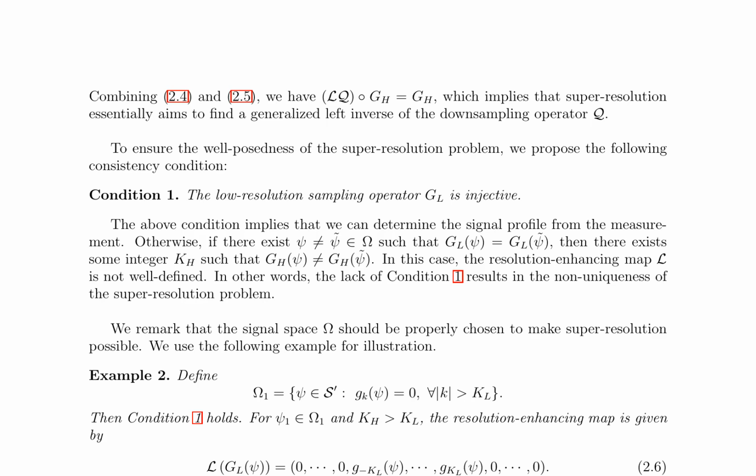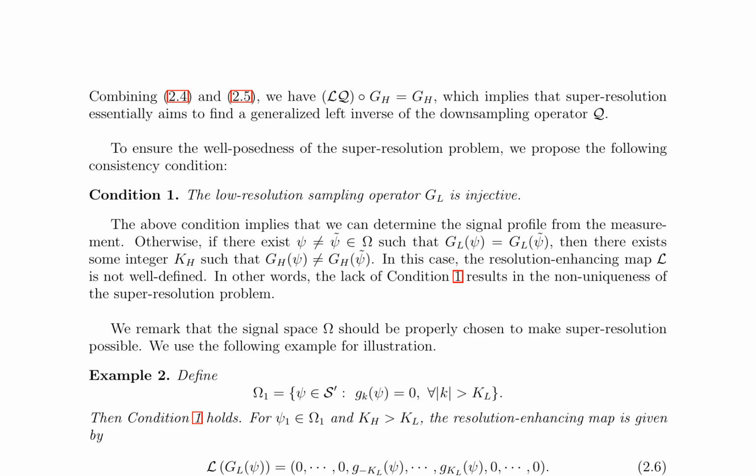Here is a combined summary of pages 5 to 8 of the research paper. In the context of super-resolution, the authors propose a consistency condition, Condition 1, which states that the low-resolution sampling operator GL must be injective to ensure the well-posedness of the super-resolution problem.